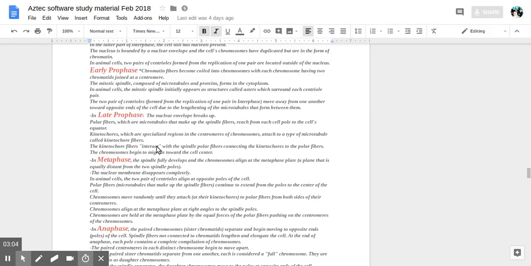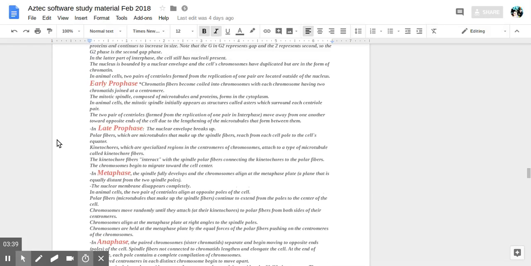Kinetochores, which are specialized regions in the centromeres of chromosomes, attach to a type of microtubule called kinetochore fibers. The kinetochore fibers interact with the spindle polar fibers, connecting the kinetochores to the polar fibers. Chromosomes begin to migrate towards the cell center. In metaphase, the spindle fully develops and the chromosomes align at the metaphase plate, a plane that is equally distant from the two spindle poles.